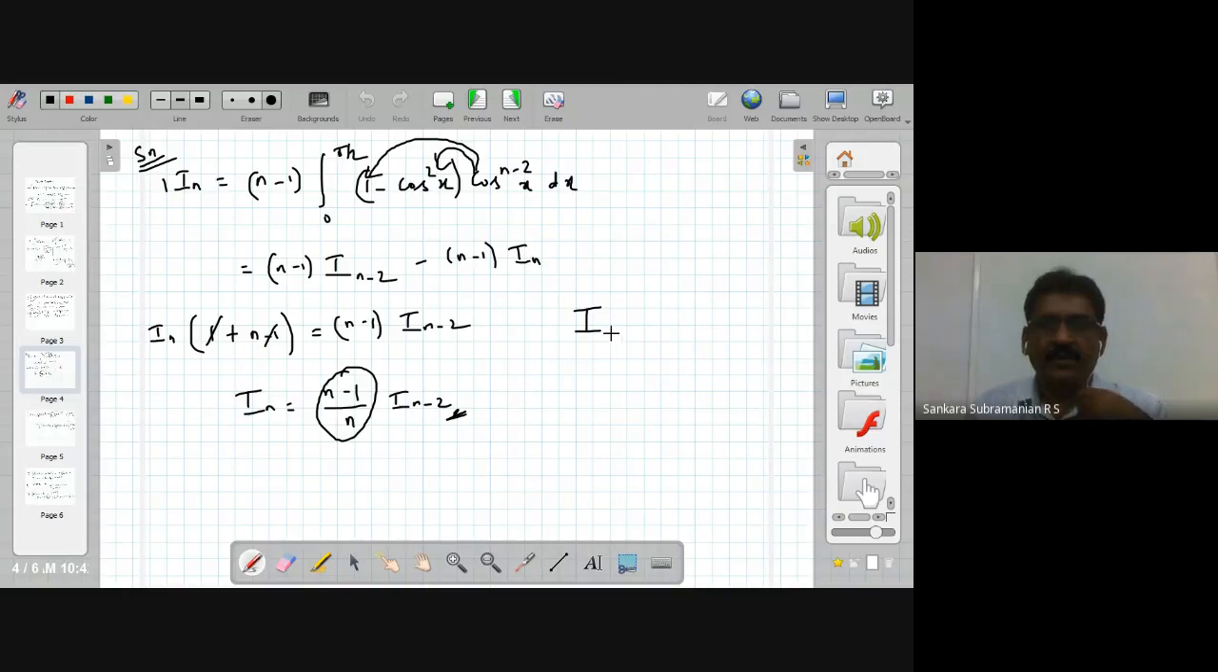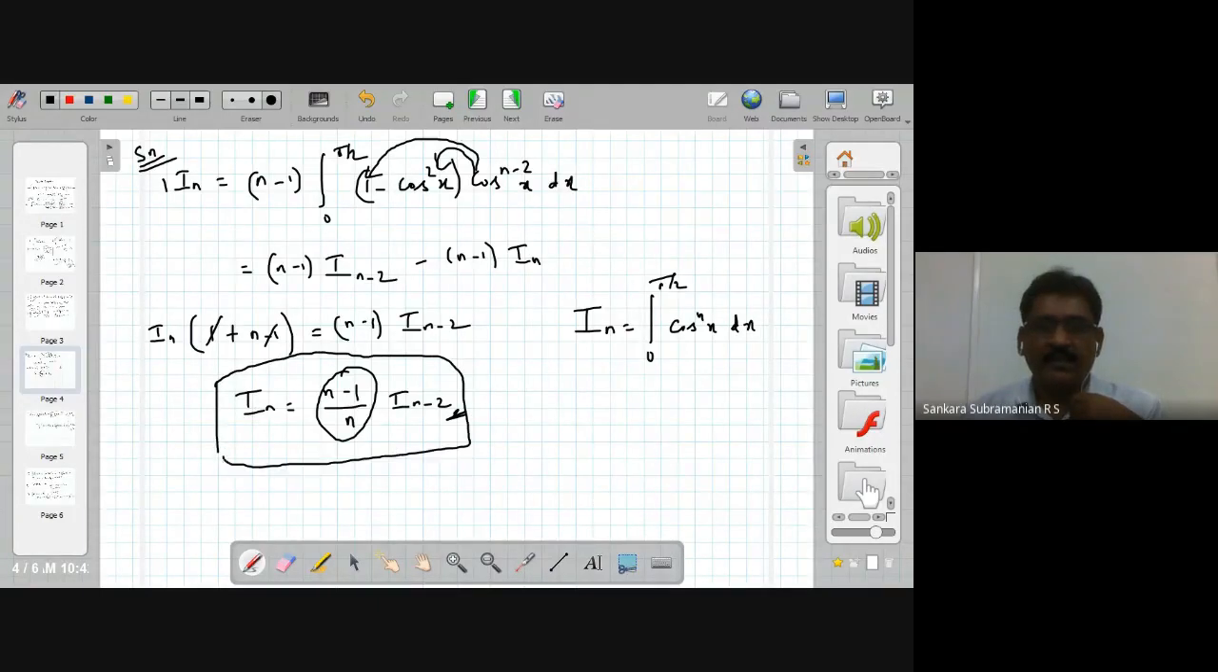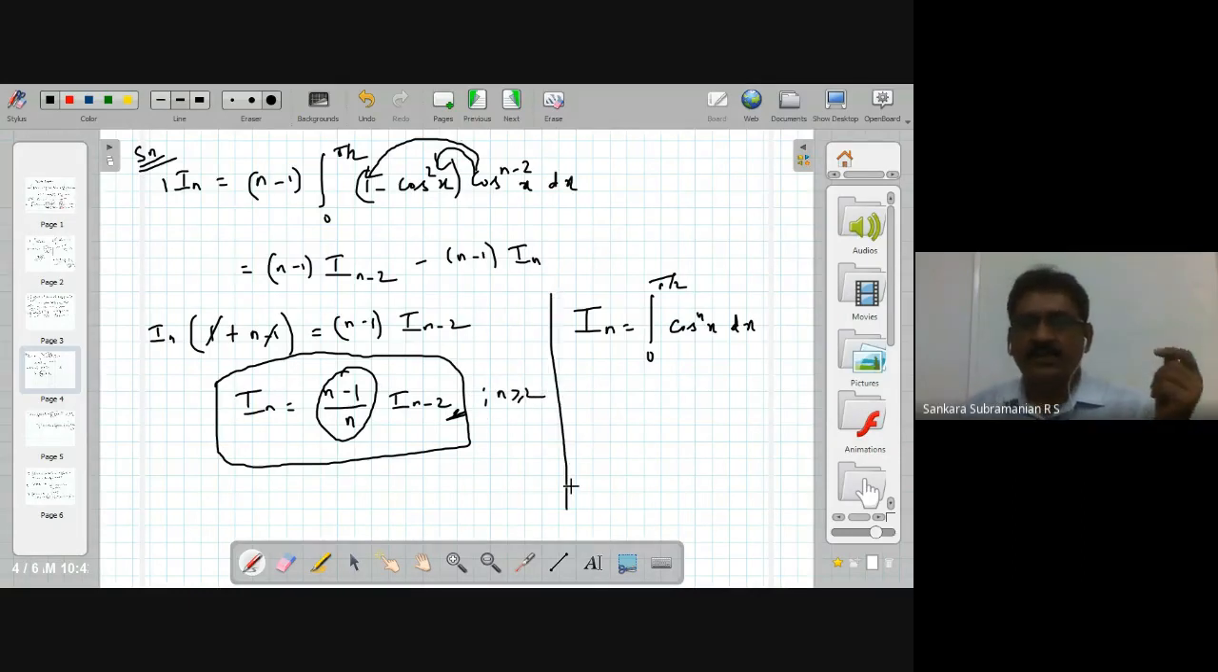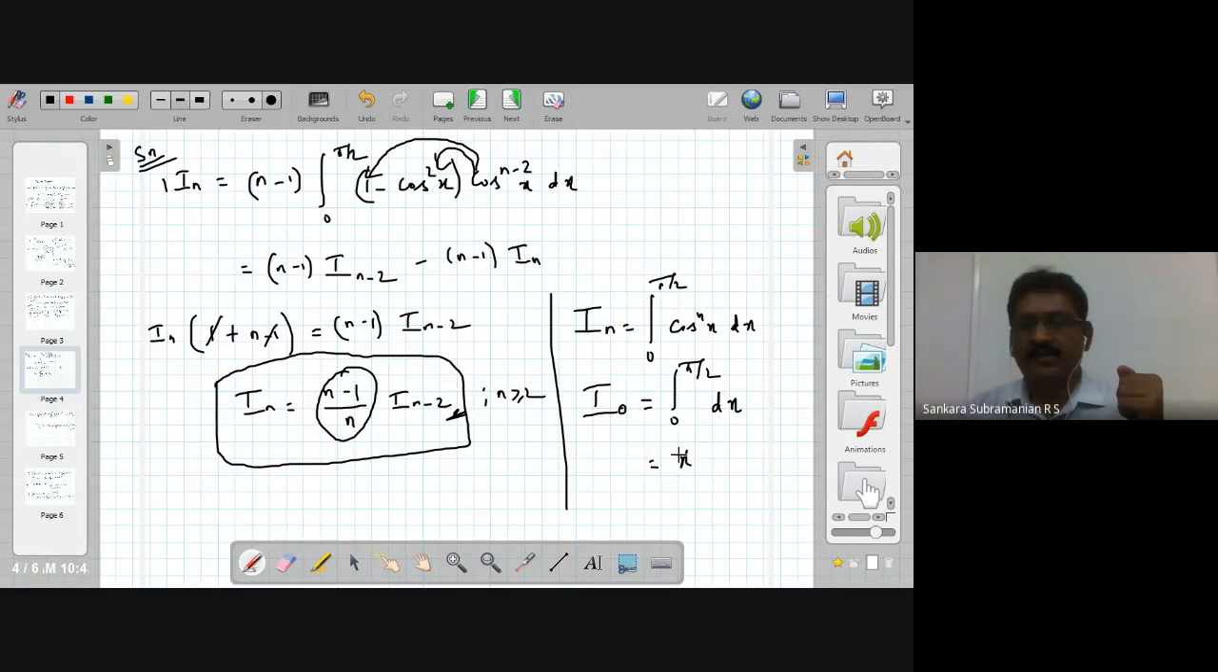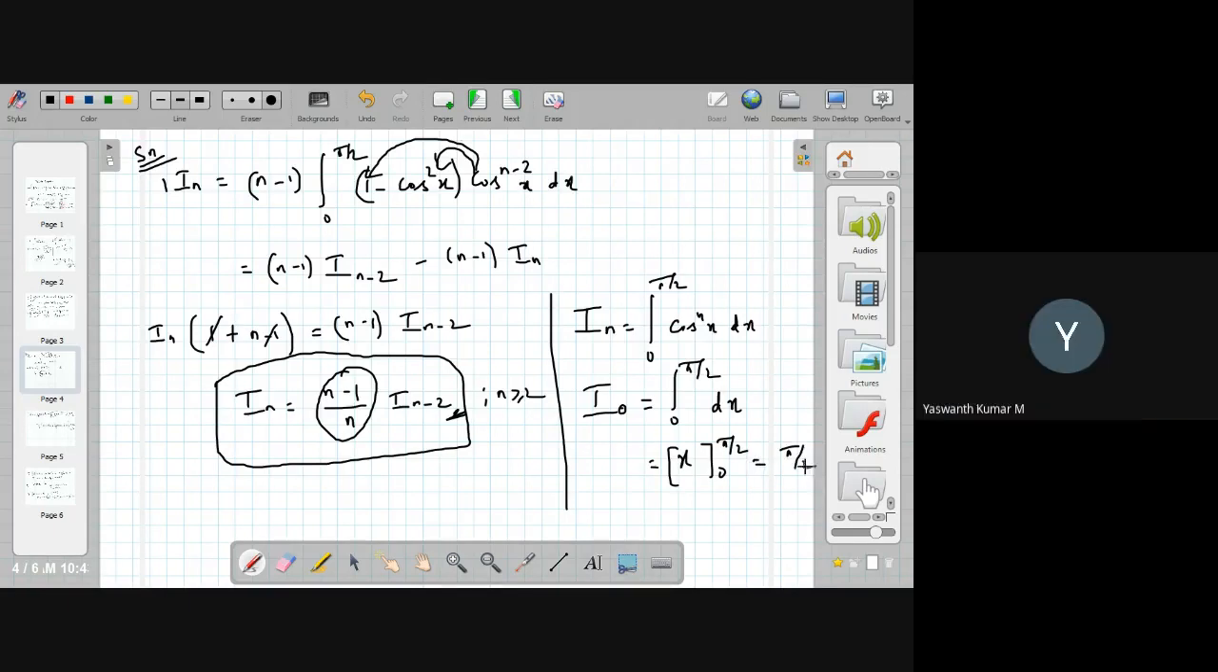So I was looking over here now. I know that this In is integral 0 to pi by 2 cos to the power n x dx. Now this will be complete only when I say what is I0 and what is I1. The reason is I just defined it for n greater than or equal to 2. So therefore I have to say what is I0. I0 is nothing but integral 0 to pi by 2 dx, because cos to the power 0 is 1. So if you integrate x over the limits 0 to pi by 2, you get pi by 2.